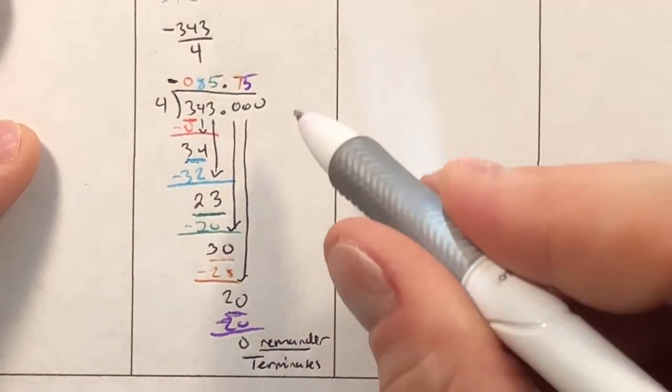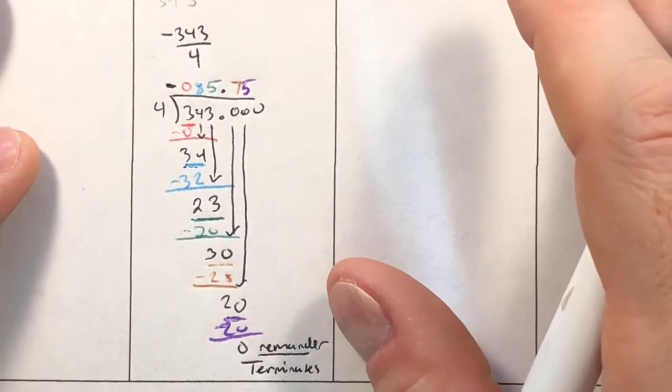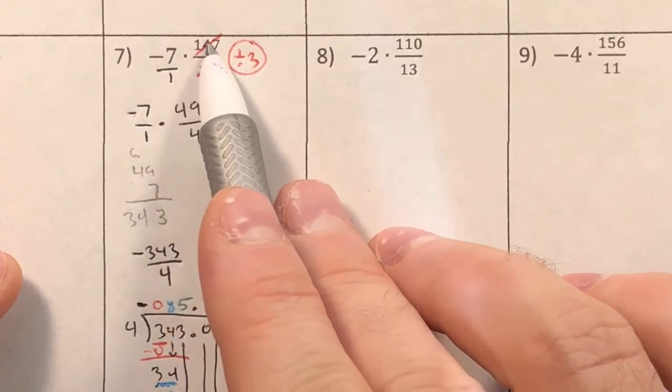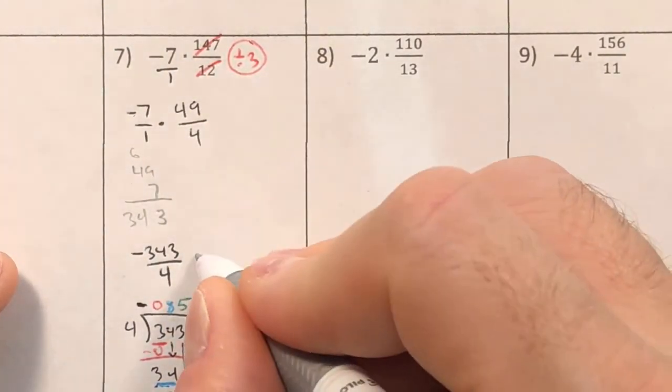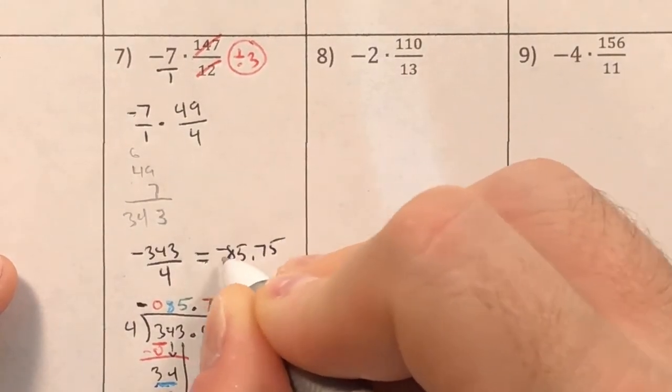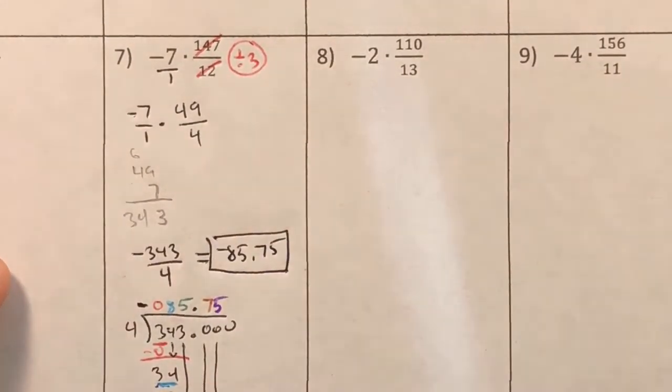Okay, so I know that this is exactly the answer. I don't need to do any sort of rounding. I know that when I take my original question, negative 7 times 147 over 12, I'm going to get exactly negative 85.75. Bingo.